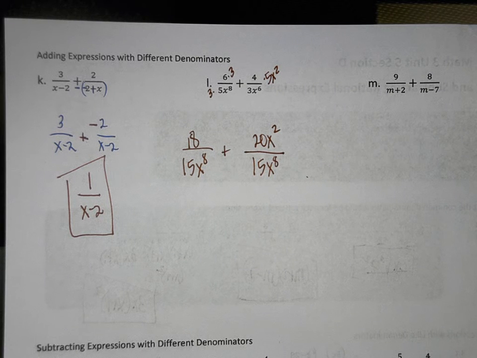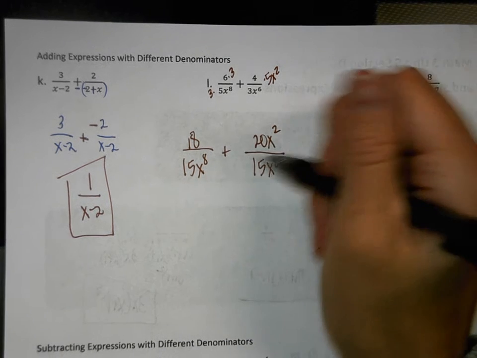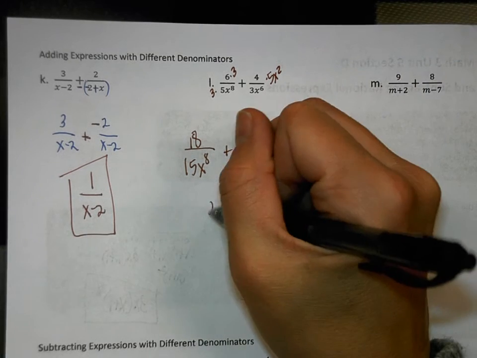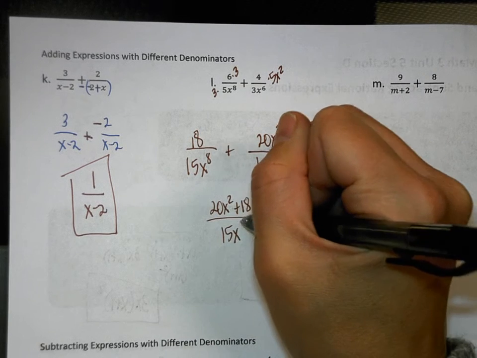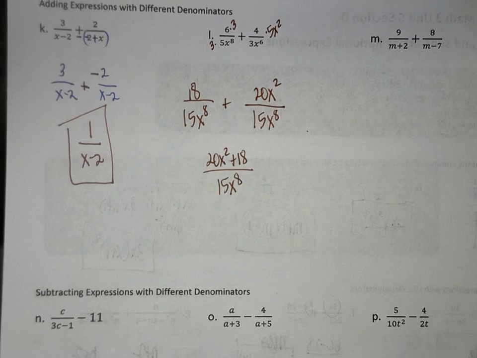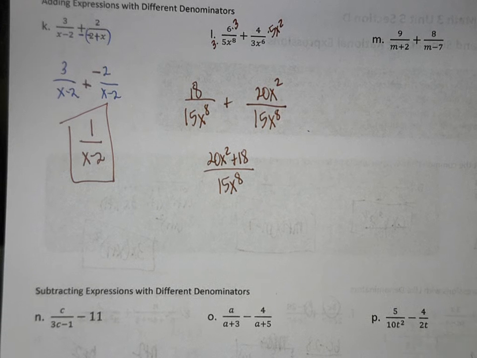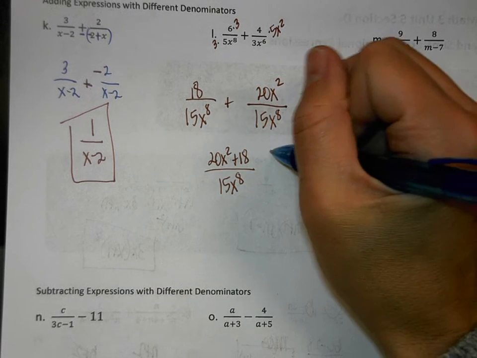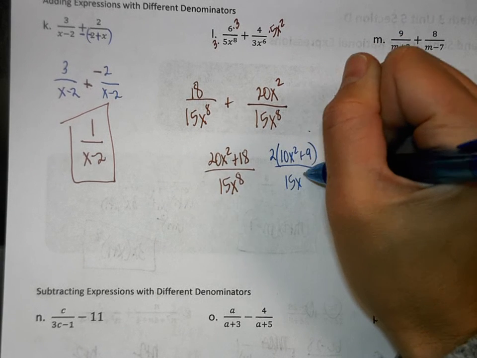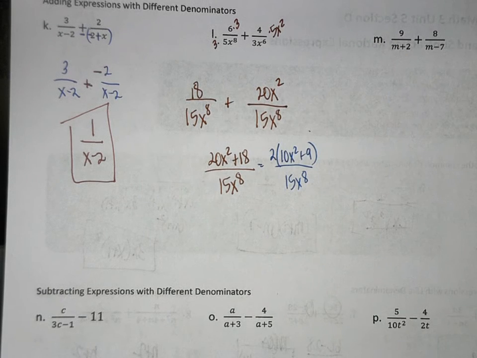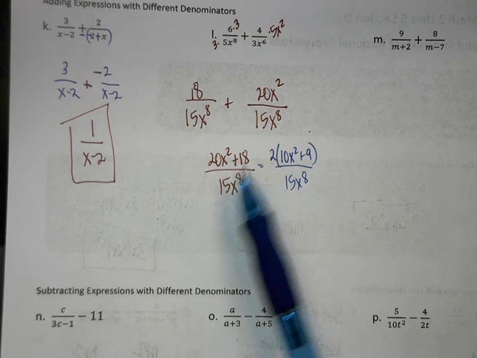Yeah? Okay, so now we just add. Normally we always put our x's first, so I'm going to write this as 20x squared plus 18 over 15x to the 8th. Is there anything I can factor or reduce? Could I factor anything out of the top? Oh, yeah. I could take out a 2, and we get 10x squared plus 9 over 15x to the 8th. But it doesn't help me do anything. So we do realize that either one of these answers is correct.